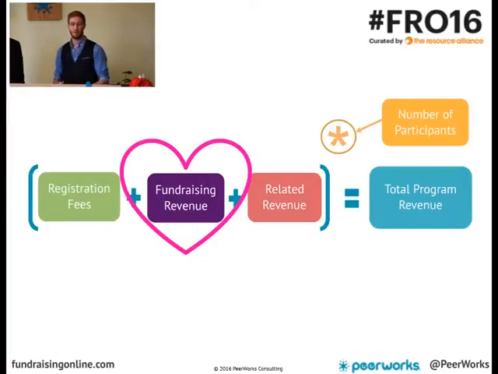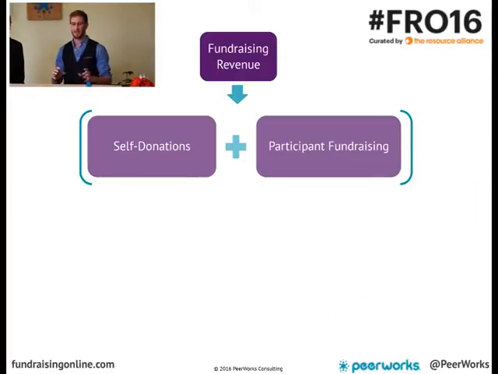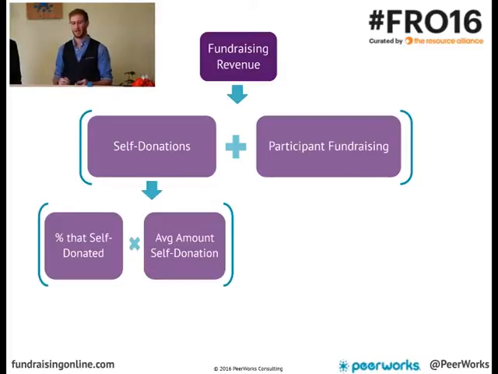I'm going to show you a little bit more about the first two things we look at when analyzing fundraising revenue. We have two buckets, and we look at self-donations on one hand, so the donation they make to kickstart their fundraising, and on the other hand we have participant fundraising, the funds participants raise from their friends and family. So looking at self-donations, when we look at the self-donation data, we break it down in this way. On one hand, we look at the percentage of participants that self-donate, and on the other hand, we look at the average amount of that donation.